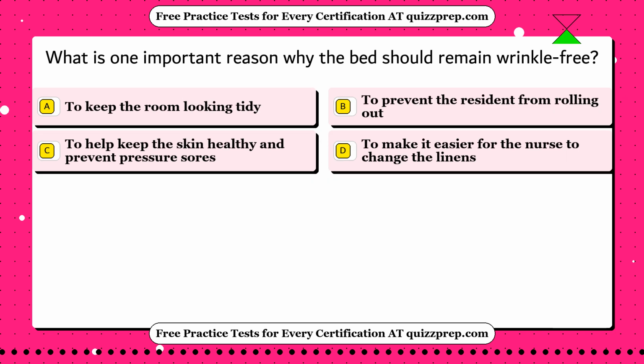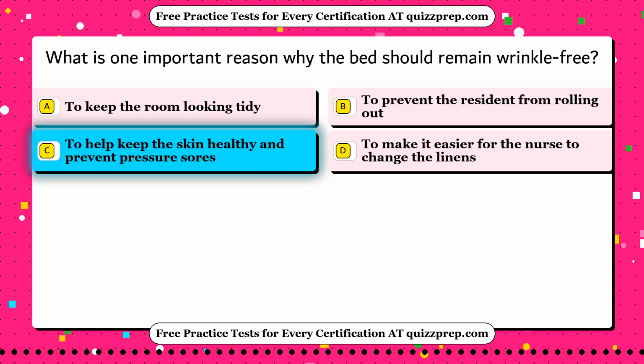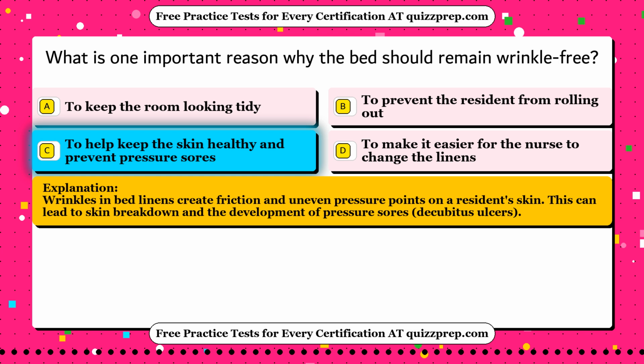Question 95. What is one important reason why the bed should remain wrinkle-free? Option A. To keep the room looking tidy. Option B. To prevent the resident from rolling out. Option C. To help keep the skin healthy and prevent pressure sores. Option D. To make it easier for the nurse to change the linens. The correct answer is option C. To help keep the skin healthy and prevent pressure sores. Wrinkles in bed linens create friction and uneven pressure points on a resident's skin. This can lead to skin breakdown and the development of pressure sores, decubitus ulcers.